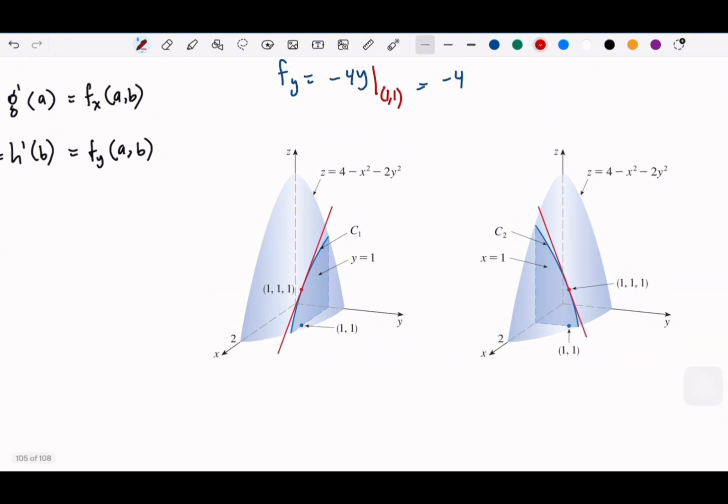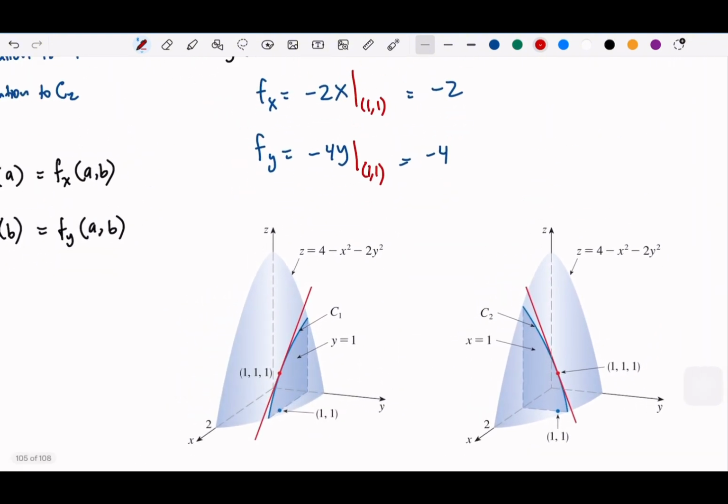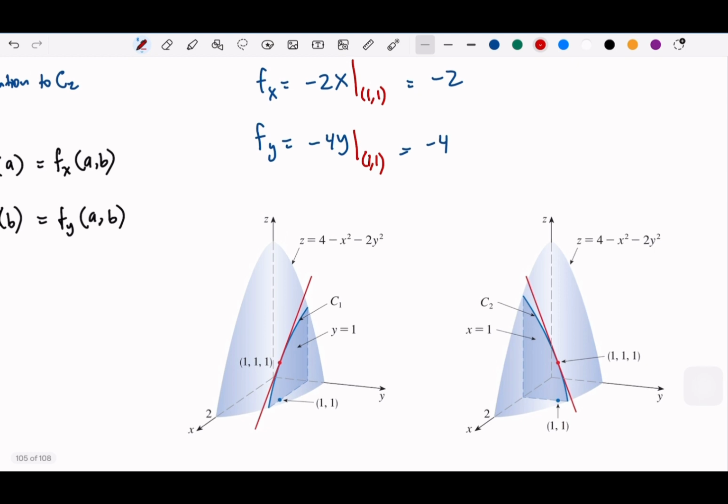You could see, what does it mean? It means that when x equals 1 or when y equals 1 as a constant, this will be the partial x, because y is a constant, and this will be the partial y. So partial y is, if we see from this side, on the zy axis, and the partial x is on the xz axis. Xz axis, y is a constant.